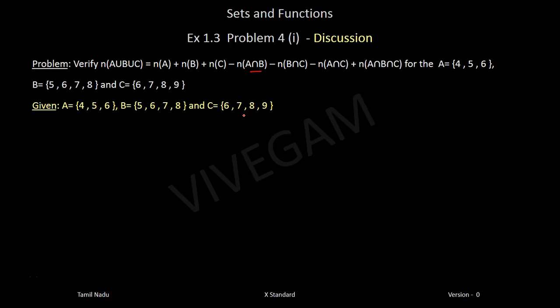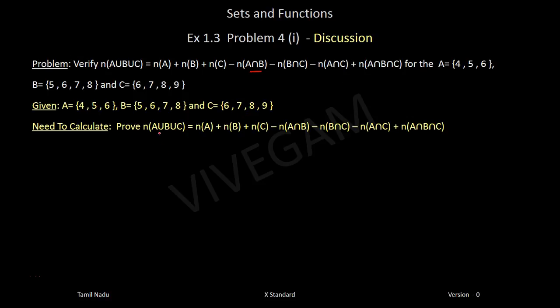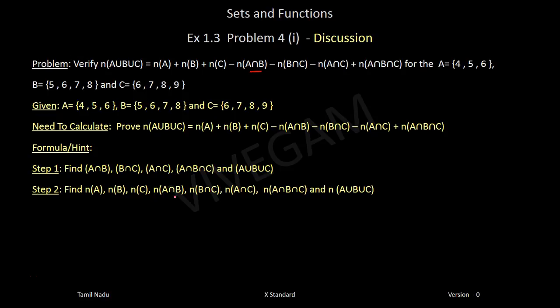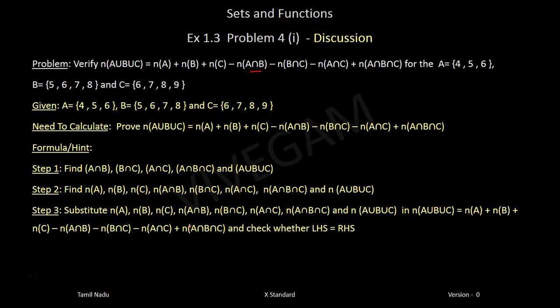So, given set A, set B, set C, we need to prove that this n of A union B union C is equal to this. And there is no formula or hint. So step 1 is we need to find A intersection B, B intersection C, A intersection C, A intersection B intersection C, and A union B union C. All the unknowns, right? So we need to find all of these, and then in the next step, find the cardinal values of all these sets. So step 2, find the cardinal values of all these sets. Step 3, substitute all these values in this equation and calculate your left hand side and right hand side independently and check whether those two are equal. That's all it is.